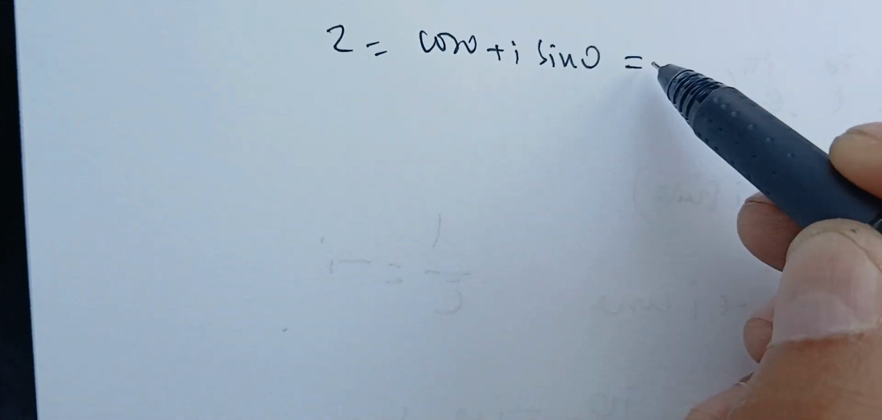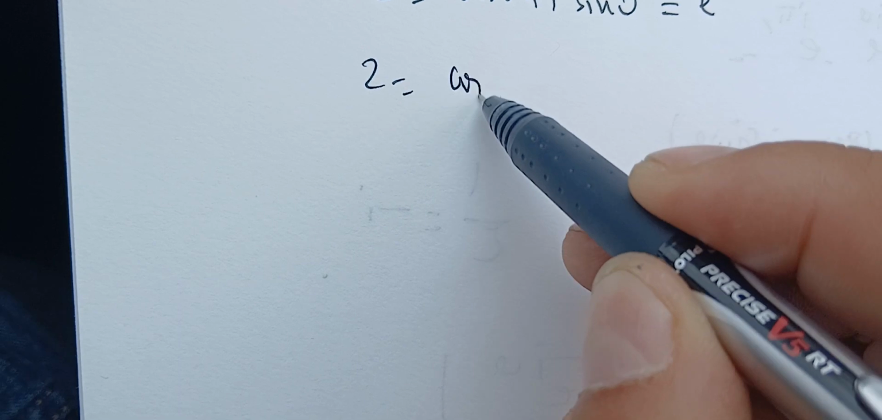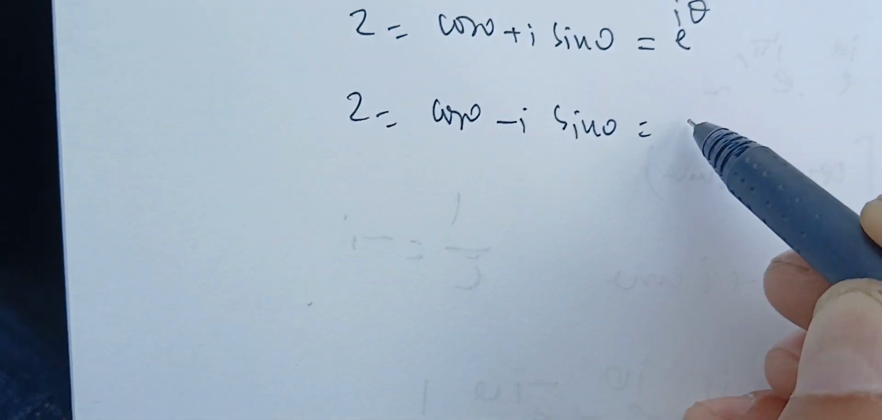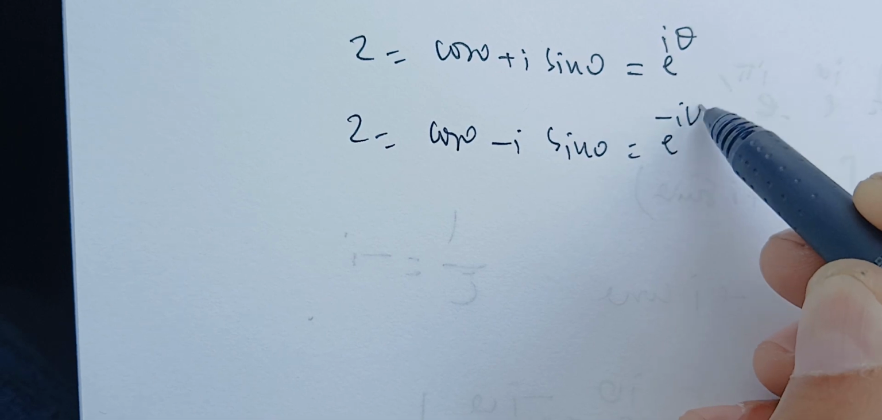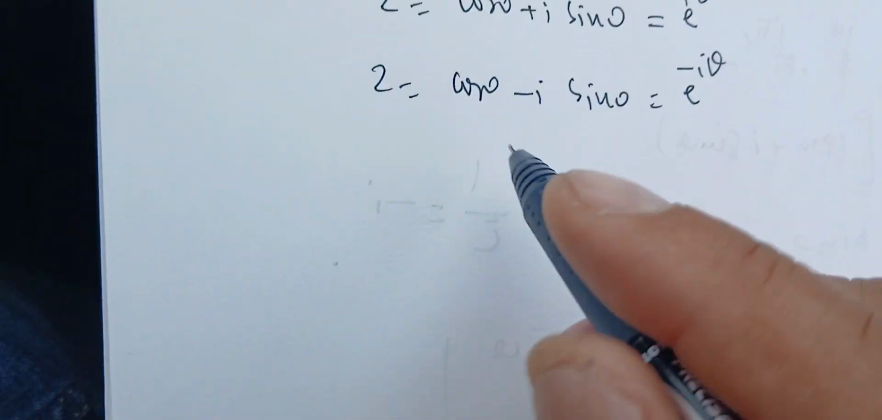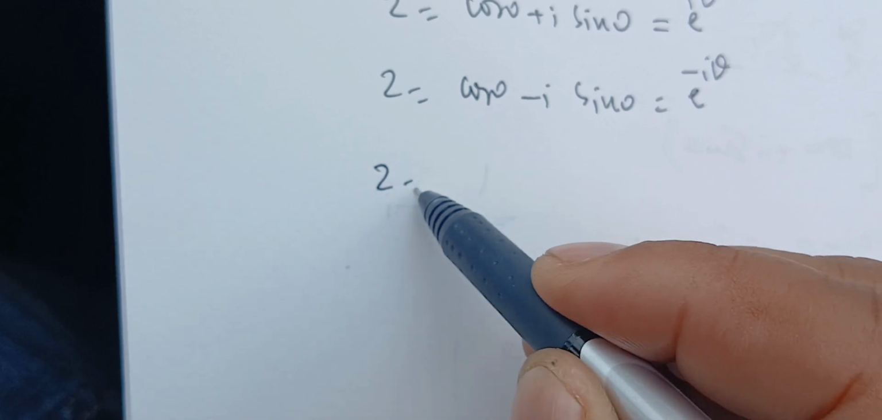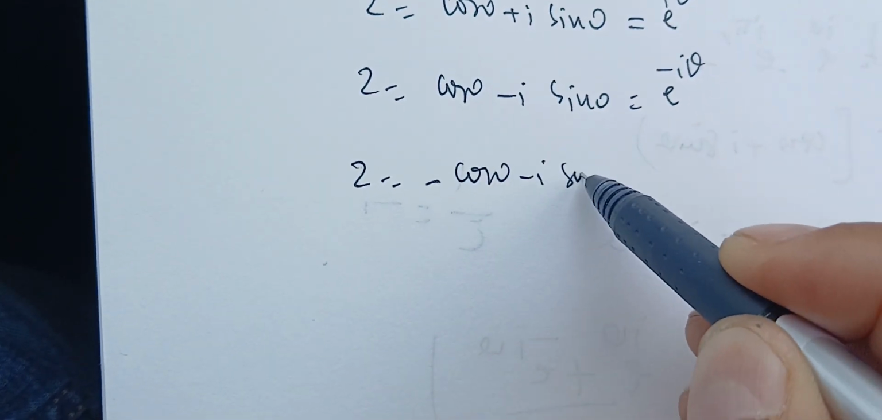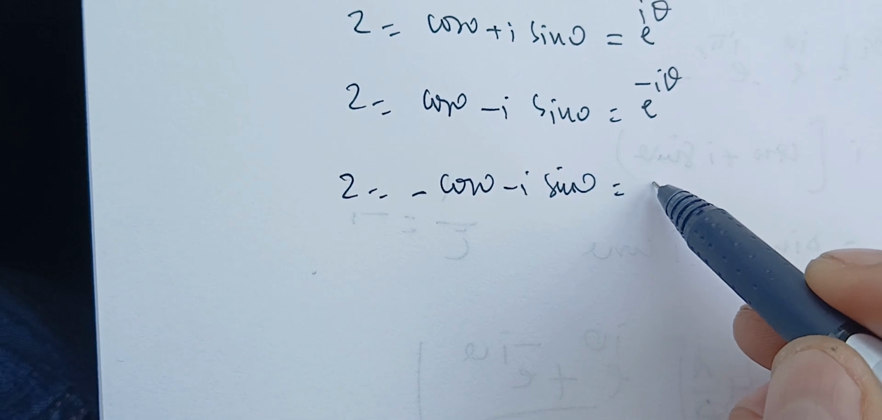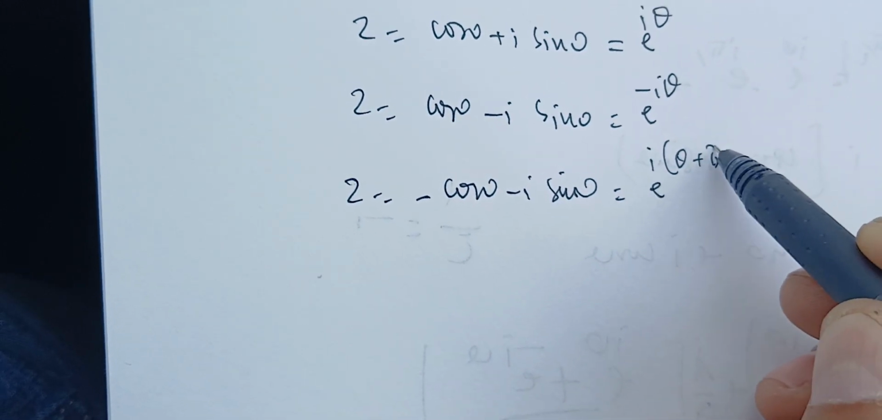Now we will continue our journey to finding the exponential form of more complex numbers. We said that when z is given as cosine theta plus i sine theta, its exponential form is e to i theta. When z is cosine theta minus i sine theta, its exponential form is e to minus i theta. These two numbers have norm 1, or modulus 1. When z is minus cosine theta minus i sine theta, its exponential form is e to i theta plus pi.